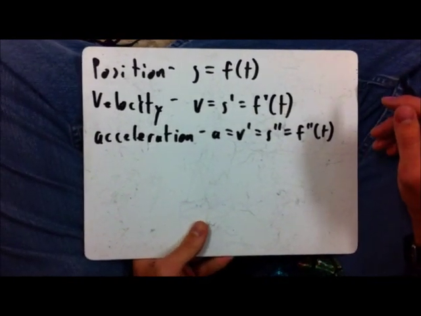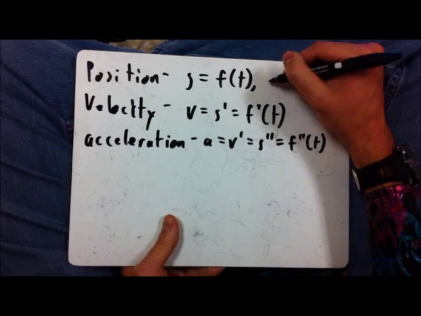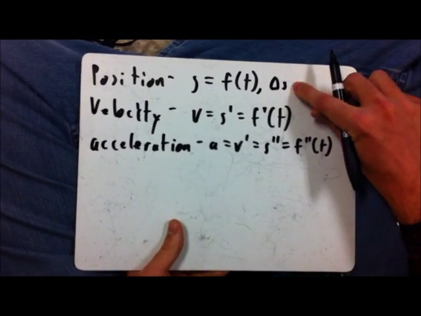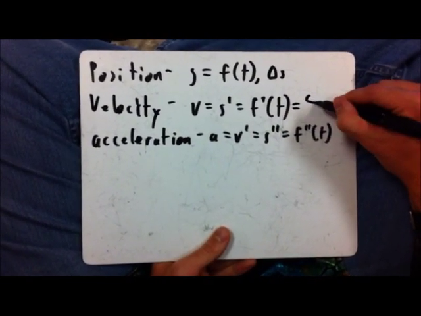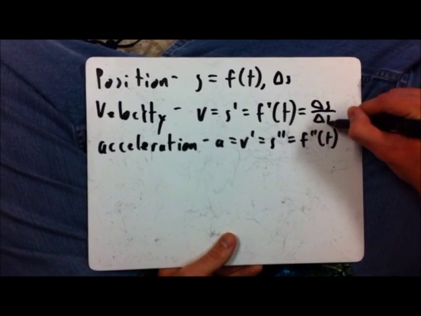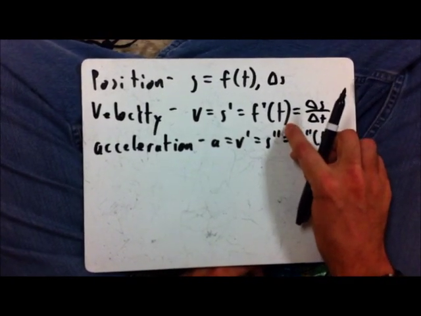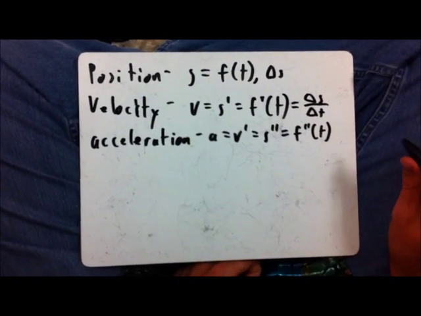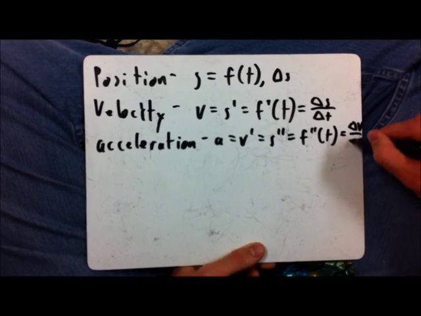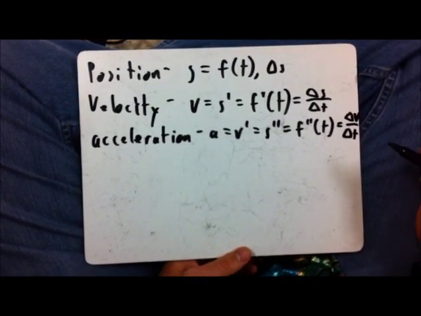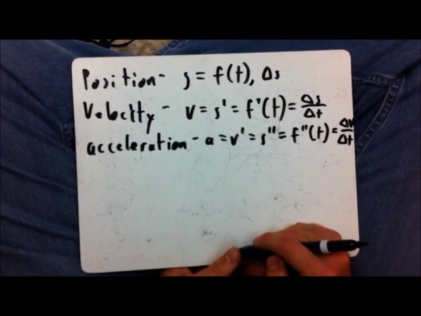And so for position, what you're going to be solving for is the displacement, which is the change in s, the change in position. Velocity equals the displacement over the change in time. Now this is the definition of average velocity, instantaneous and average. And the same thing for acceleration: you have the change in velocity over the change in time.